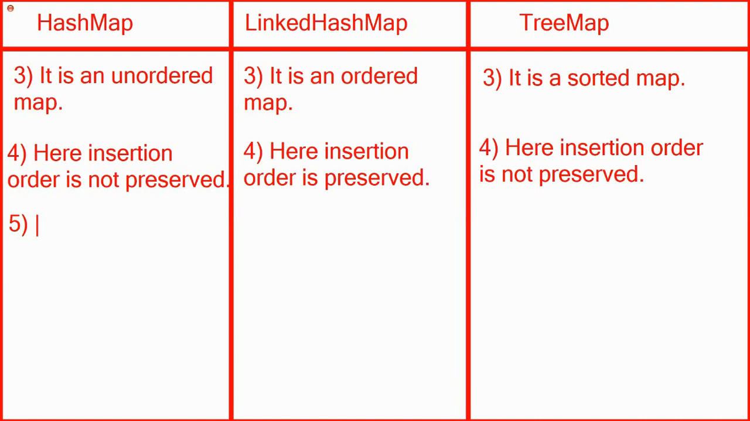It is an unordered map. It is an ordered map. It is a sorted map. Here, what will happen? You cannot predict the output based on the hashing algorithm output. Here, whatever our order, ascending order, descending, alphabetical order comes. Here, not preserved because you are not predicting output. Here, you can predict the output. Here, sorted. That's why not preserved.